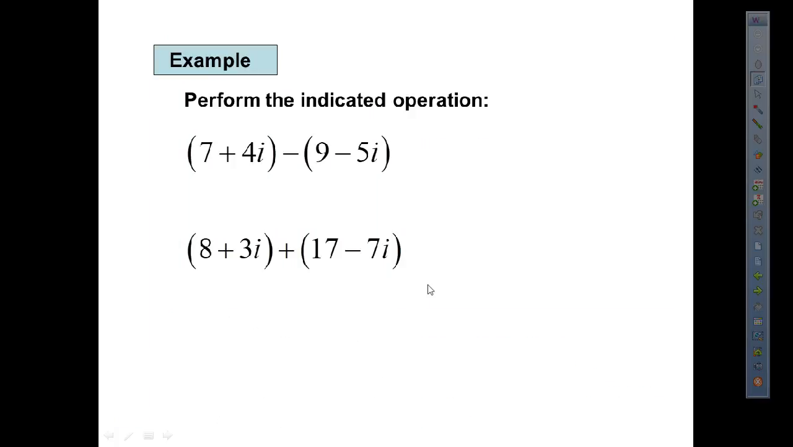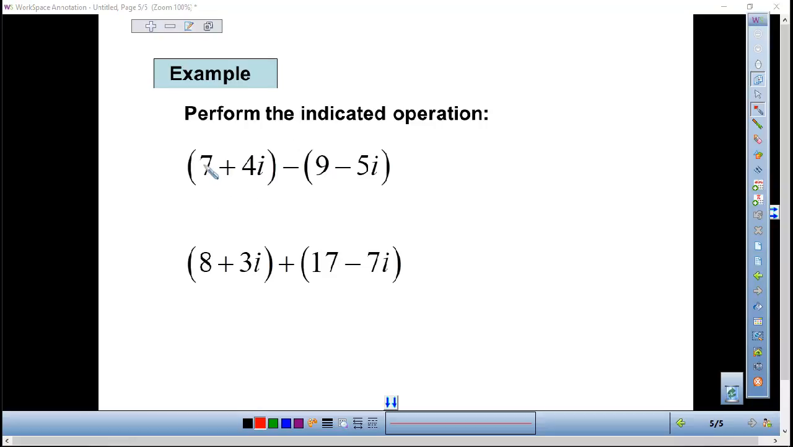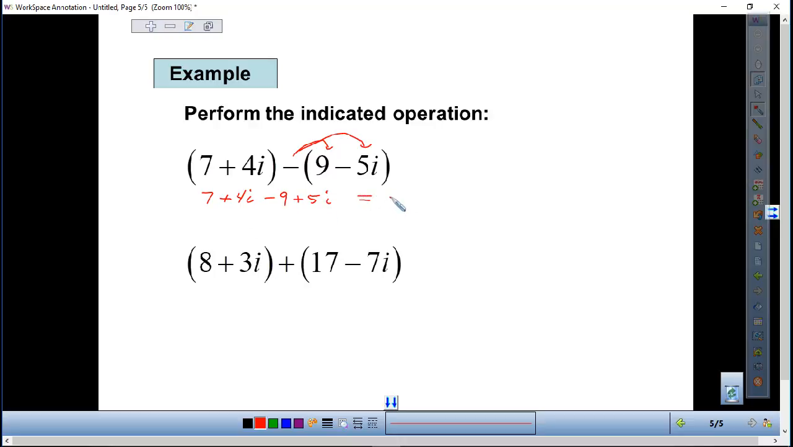All right, so let's perform the indicated operations here. With this one, we've got 7 plus 4i minus 9 minus 5i. I'm going to go ahead and distribute my negative as I'm removing my parentheses. So the first one's going to stay the same, 7 plus 4i, and then minus 9, and negative times the negative 5i will give me plus 5i. So we have 7 minus 9 is negative 2, and 4 plus 5 gives me plus 9 times I. So there's my answer.